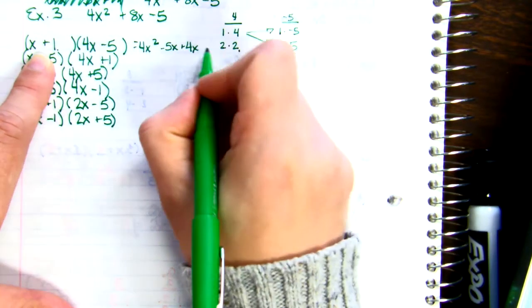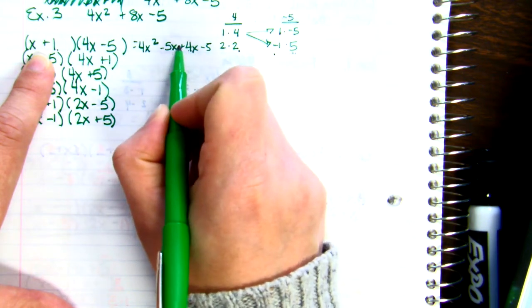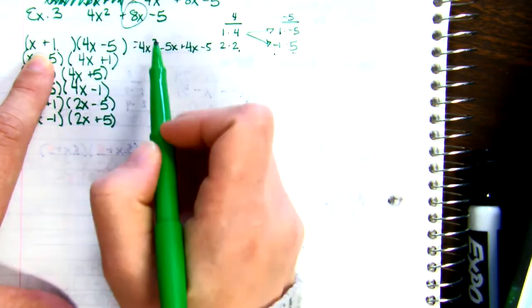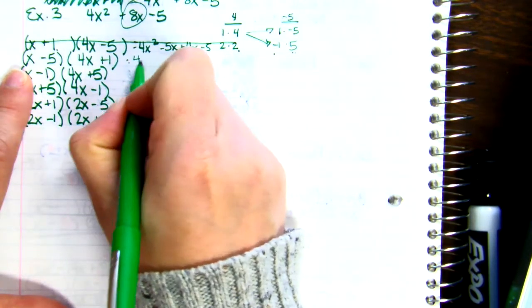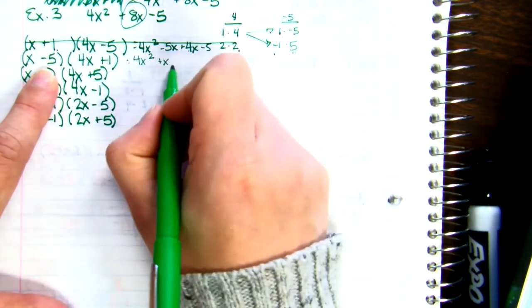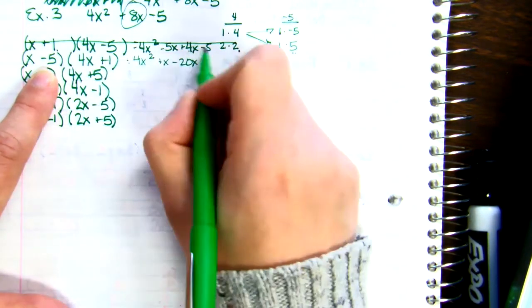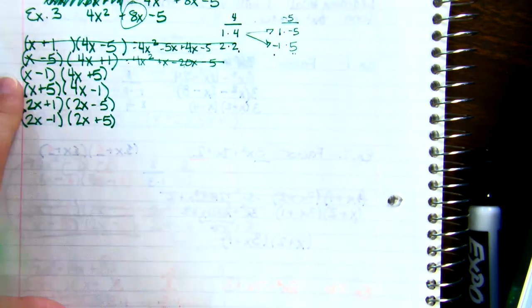And last is 1 and negative 5, so subtracting 5. That makes a negative 1. I want 8, so not this guy. X times 4x, 4x squared. Outside is positive x. Inside is negative 20x. And last is negative 5. That makes negative 19, so that can't be it.